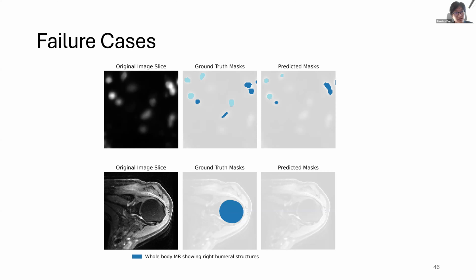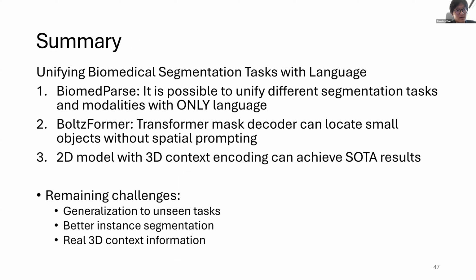And just a summary. In this presentation, I introduced the work that tries to unify biomedical segmentation tasks with language. The first one was BiomedParse, which proved it's possible to unify different segmentation tasks and modalities with only language. I also introduced the Boltzmann, which is a transformer mask decoder that can locate small objects without spatial prompting. And in the last part, how to use a 2D model with 3D context encoding and achieve a SOTA result in the text prompted 3D segmentation.